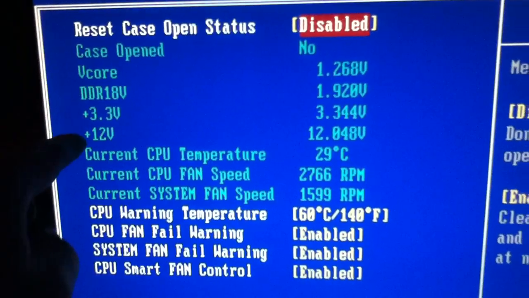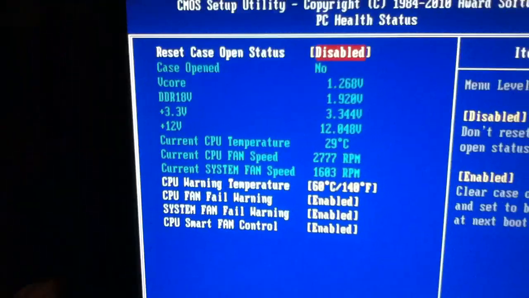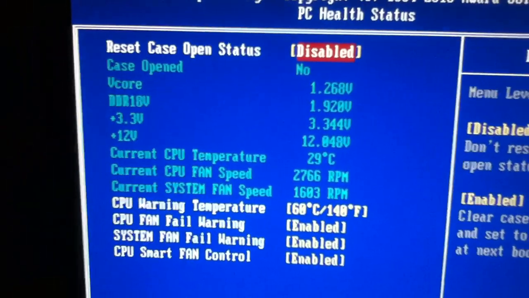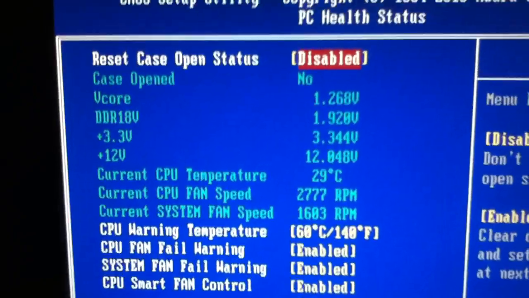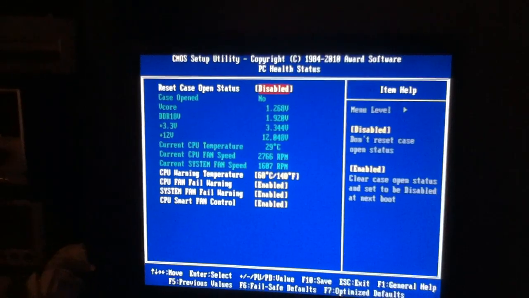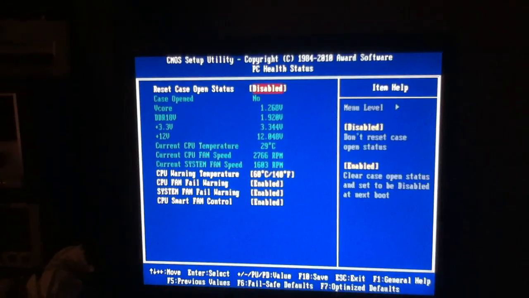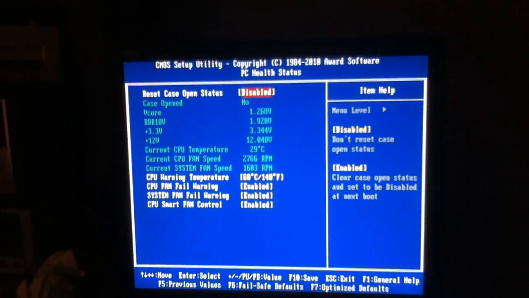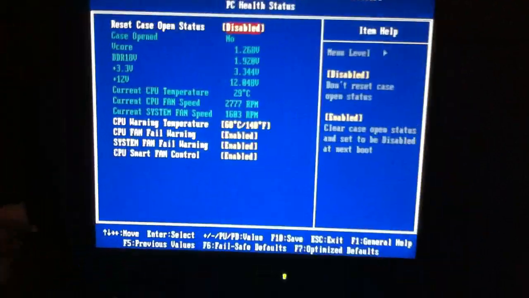But 3.3 and 12 volt are the ones that I look at the most, because if one of those is out of whack, then you really have a problem. Those are the ones that you really want to make sure are in spec. So yeah, that's how to check your voltages in your BIOS. You can do this with tools in Windows and Linux as well. One of the best tools I've ever seen is Open Hardware Monitor. Google that and download it. It will tell you a lot about your system.